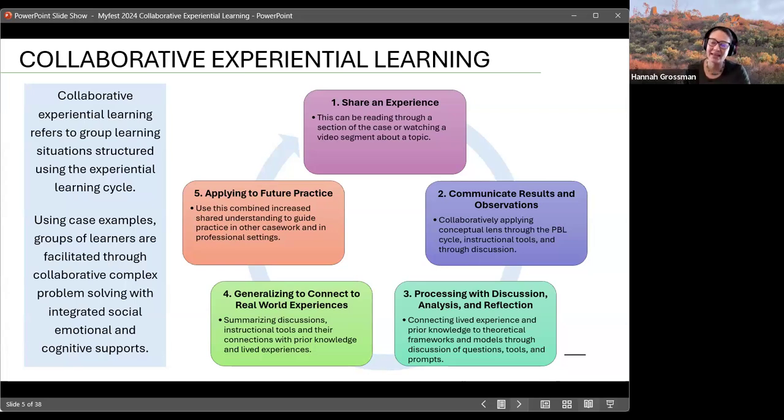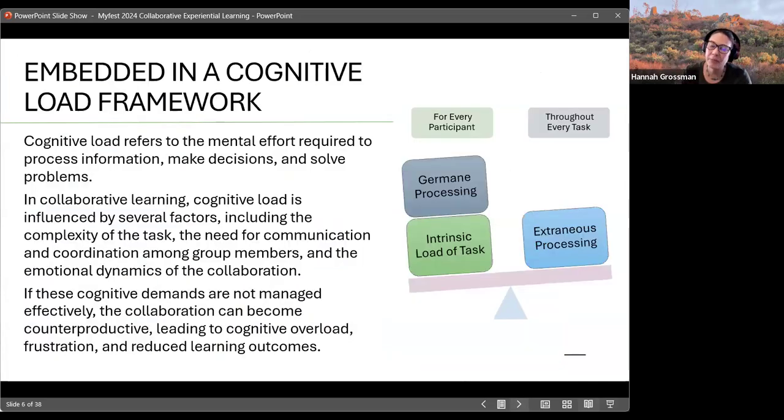So how do we make these really complex learning objectives available in this collaborative experiential learning approach? Now that's really related to cognitive science and cognitive load. So collaborative experiential learning is embedded in a cognitive load framework. Are we familiar with cognitive load as a group? Could you give me a thumbs up if cognitive load is a familiar topic to you?